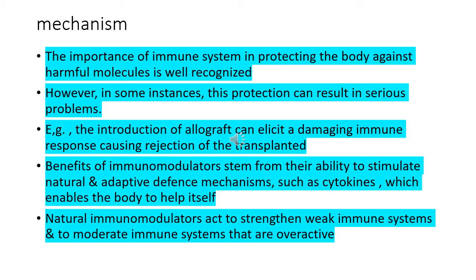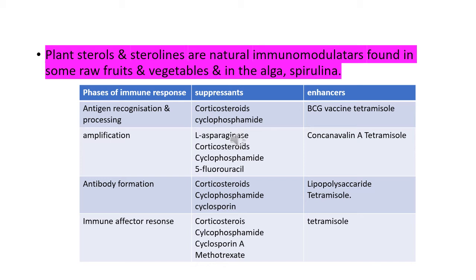Benefits of immunomodulators stem from their ability to stimulate natural and adaptive defense mechanisms such as cytokines, which enable the body to help itself. Natural immunomodulators act to strengthen a weak immune system and to moderate an immune system that is overactive. Plant sterols and sterolins are natural immunomodulators found in some raw fruits and vegetables and in algae such as spirulina.